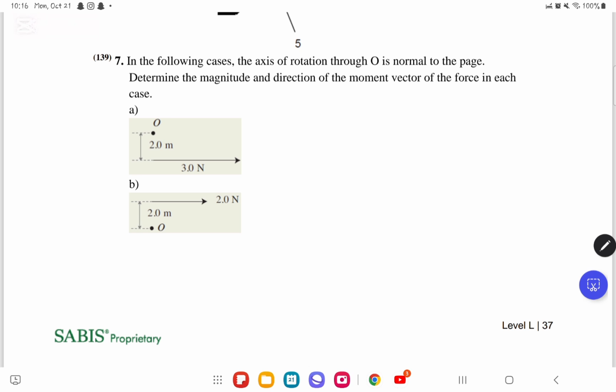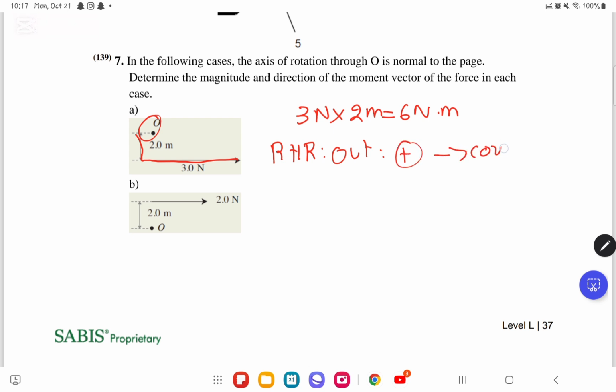Now, question number 7. In the following cases, the axis of rotation O is normal to the page. Determine the magnitude and direction of the moment vector of the force. Very simply, the first thing we're going to do is force times the perpendicular distance. So 3 newtons multiplied by 2 meters. We're going to get 6 newton-meters. Now to check if it's positive or negative, we're going to use the right hand rule. We put our right hand on the force and our palm will be facing upward because the axis of rotation O is upwards. So our thumb will be pointing outwards, and since our thumb is outwards, it is positive. That means it is counterclockwise rotation.